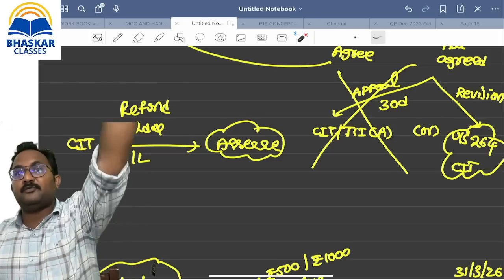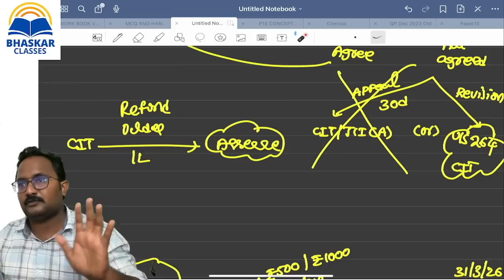263 order, yes, you can make an appeal before the CIT(A). 264 order, you don't have any chance to make an appeal. Clear?